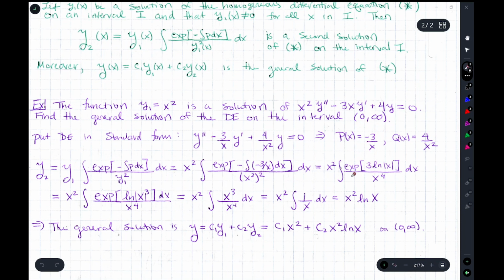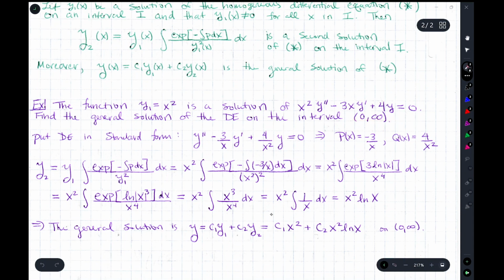And we integrate this and we get 3 natural log of x. You move that 3 to an exponent of x. That's just standard rules of log. And of course we have this x squared squared because of y1 squared. So we have x to the 4th and we end up here. Now some people might be concerned, like, x to the 4th, that could be 0. Well, not really, because we're on the interval 0 to infinity. We're not including 0.